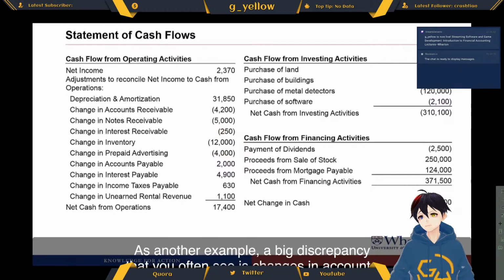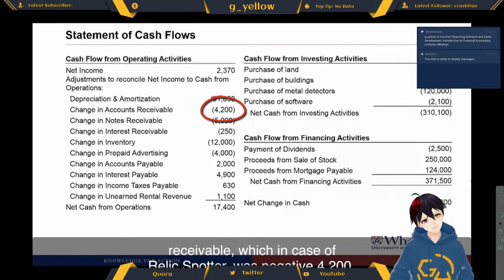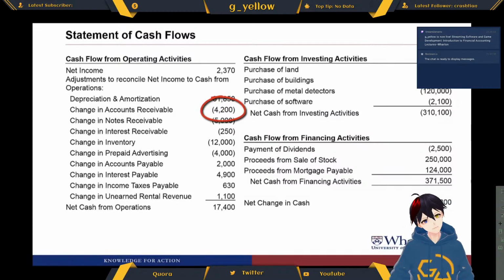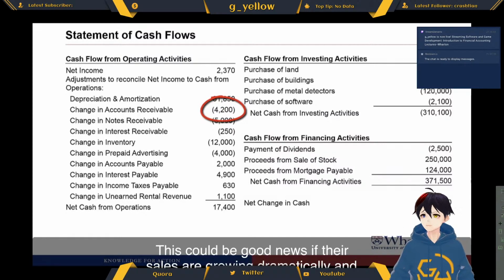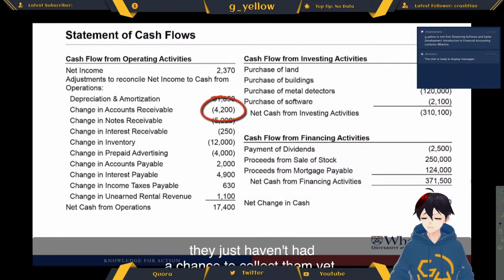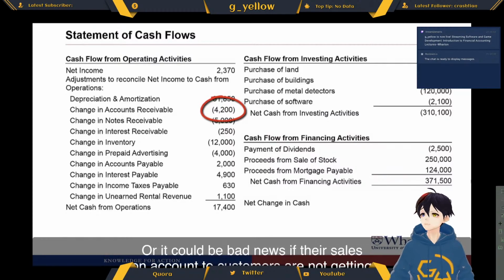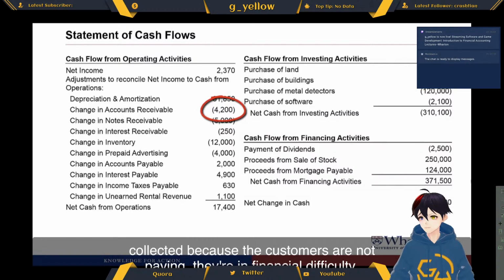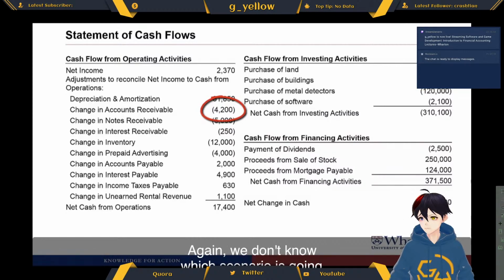As another example, a big discrepancy that you often see is changes in accounts receivable, which in the case of Relic Spotter was negative $4,200. This indicates that they booked more sales than they collected cash. This could be good news if their sales are growing dramatically and they just haven't had a chance to collect them yet. Or it could be bad news if their sales on account to customers are not getting collected because the customers are not paying, they're in financial difficulty. Again, we don't know which scenario is going on just by looking at the cash flow statement. What it does is it highlights we need to dig into these further.